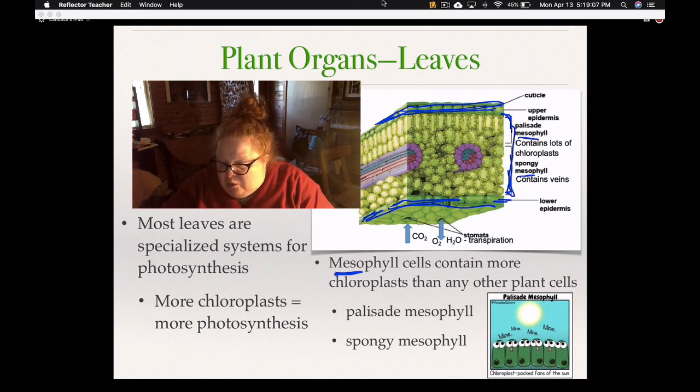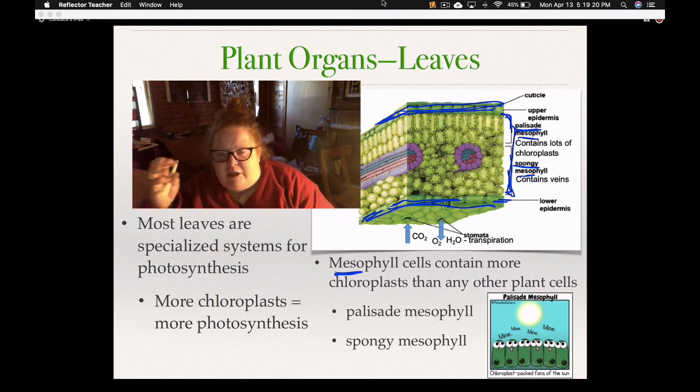And there's two general types of mesophyll cells, what are called palisade and what are called spongy. And it has to do with their function. So always, always, always, in all science really, biology included, structure and function are going to be tied together. So the palisade mesophyll are going to be the ones that are closest to the upper surface of the leaf.